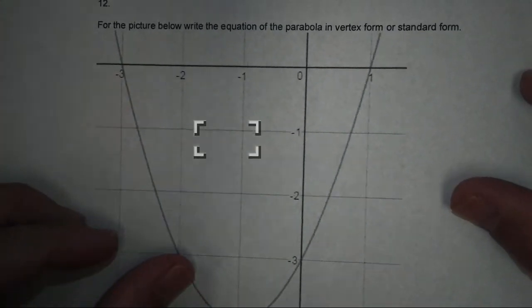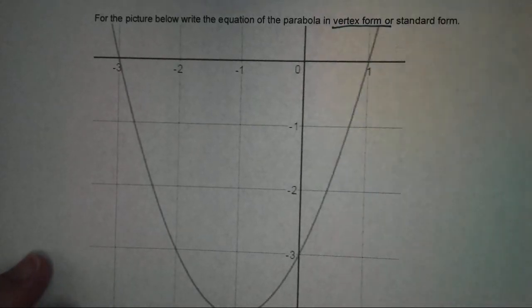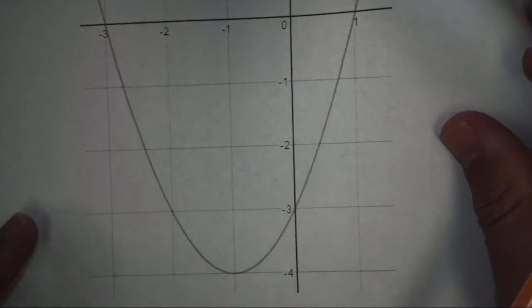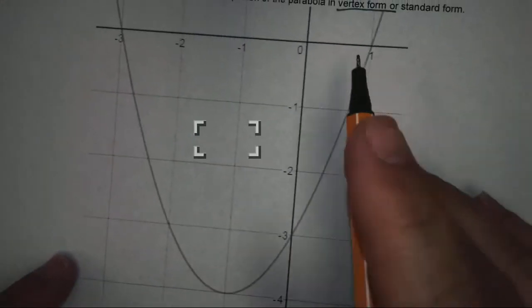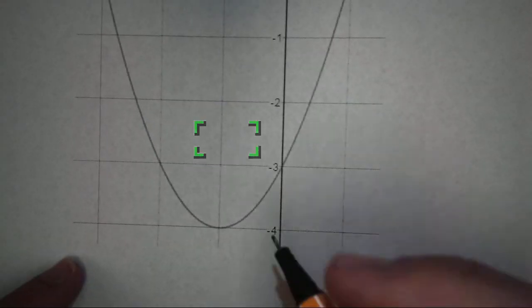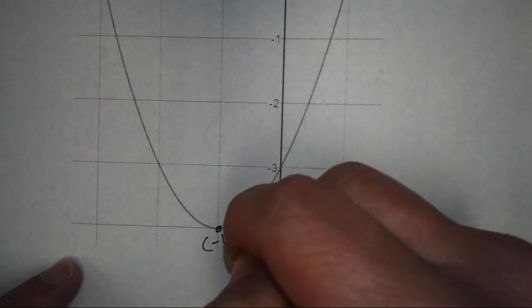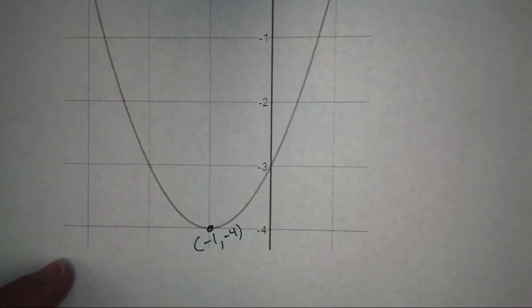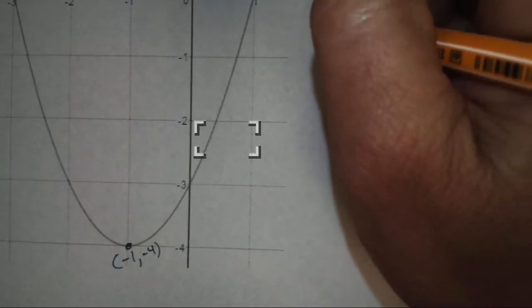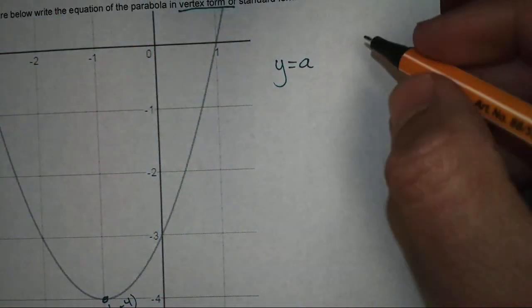Okay, it says for the picture below, write the equation of the parabola in vertex form or standard form. Well, let's be smart about it. Vertex is always going to be the quicker way to write things. So all we've got to do, let's find the vertex. So on here, -1 is the x, down to -4. So our vertex is -1, -4.